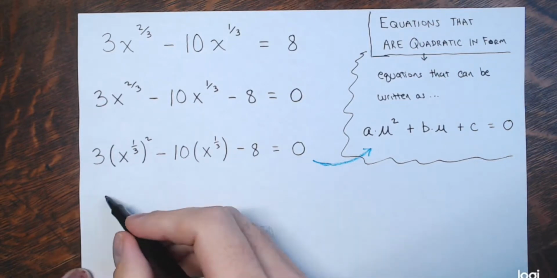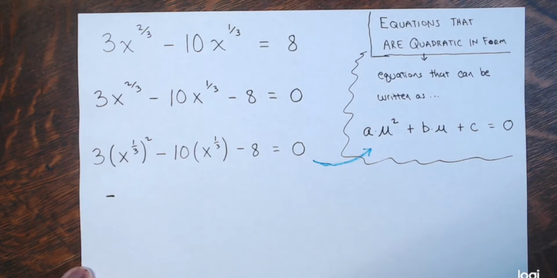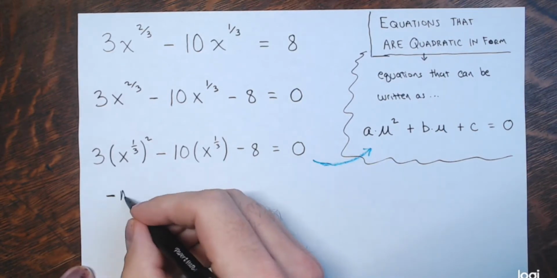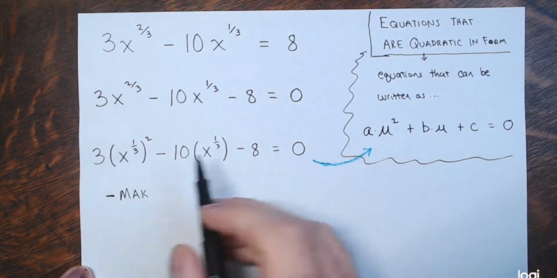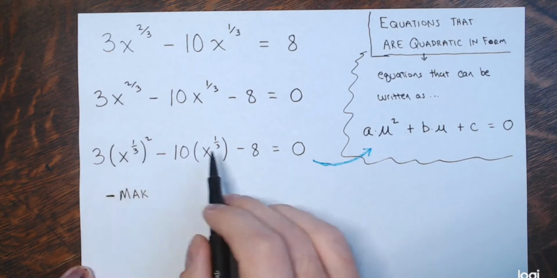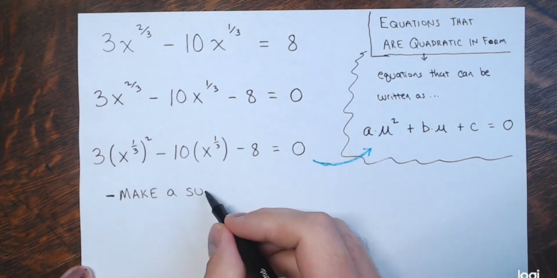So what I'm going to be doing, you don't have to do this, but it makes things easier, I find, for most people, is I'm going to make a substitution for this u, for whatever this expression to the second power and to the first power is. I'm going to make a substitution.